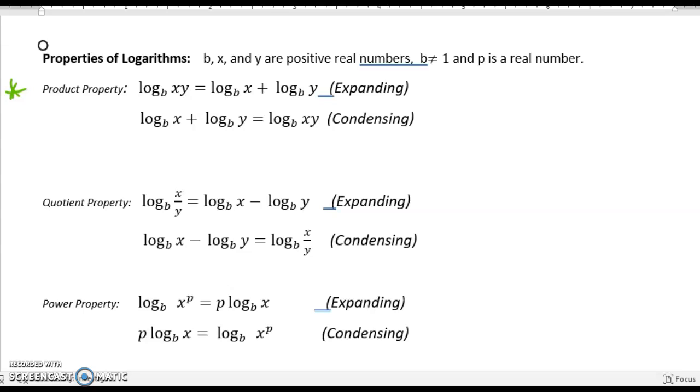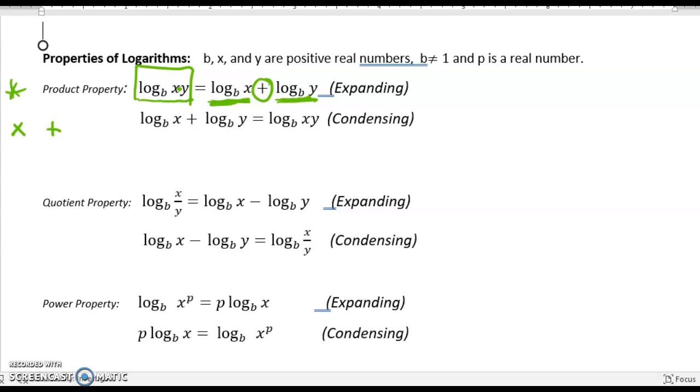The product property says when you have, for instance, log some base number of x times y, you can separate it into two separate logarithms having the same base if you add them together. So I always think of multiplying and adding, multiplying and adding. It's like you tilt the multiply sign and you remember adding. So if you have log base b of xy, you can separate it into log base b of x plus log base b of y.